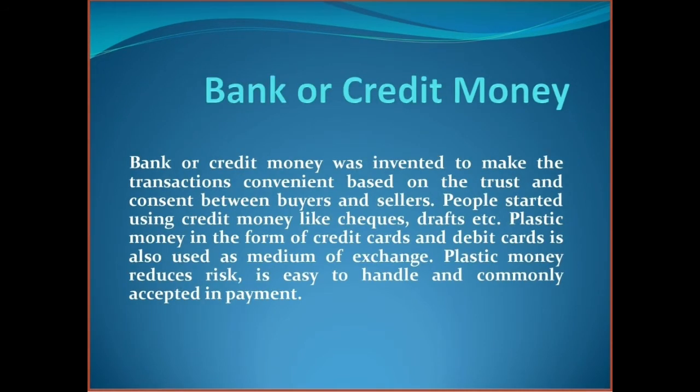Then the last one, bank or credit money. Bank or credit money was invented to make the transactions convenient based on the trust and consent between buyers and sellers. People started using credit money like checks, drafts, etc. Plastic money in the form of credit cards and debit cards is also used as a medium of exchange. It reduces risk and also it is easy to handle and commonly accepted in payment. So this is the evolution of money from barter.